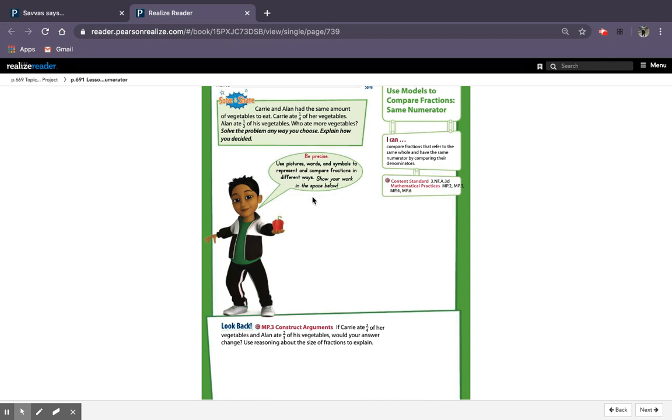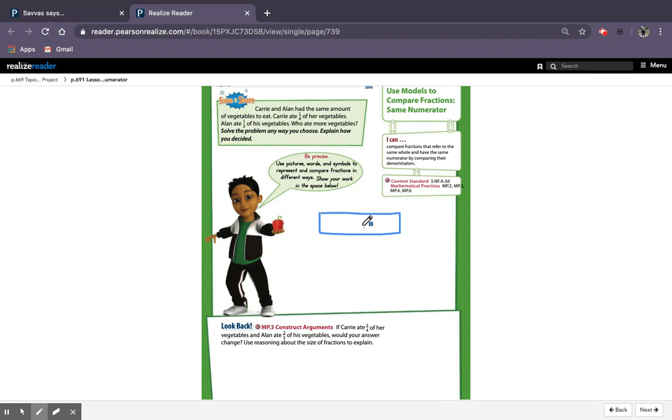And when we usually talk about using models, which is what this lesson is on, using models to compare the fractions, I think of drawing, or if I had cubes or something else in front of me, that's what I would use. So for this, I'm going to show you two different ways that you could have a drawing for this.